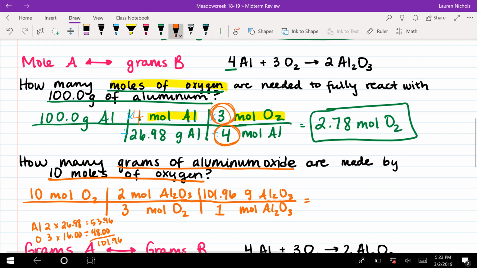So 10 divided by 3 times 2 times 101.96 gives us 679.73 grams of aluminum oxide. So that would be quite a lot.